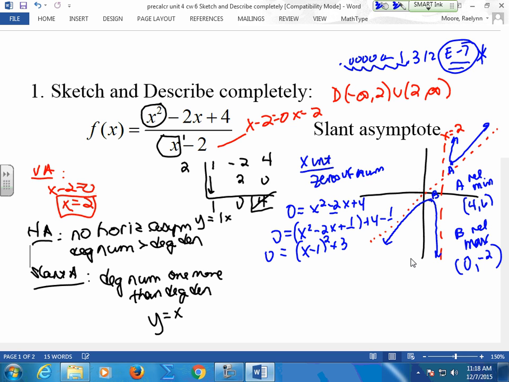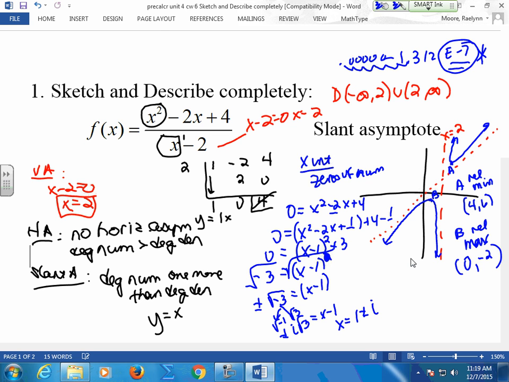Now, I subtract 3, and I say, uh-oh. If I take the square root of both sides, I get an imaginary root. All I need you to do is take out the i, the square root of negative 1. So plus or minus i radical 3, and then add your 1. Because did this ever cross the x-axis? No. So it has no real roots.